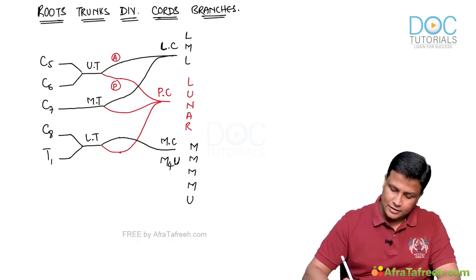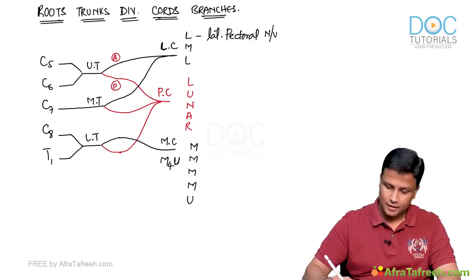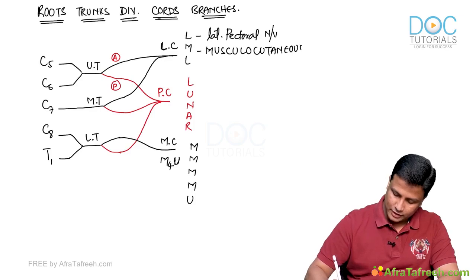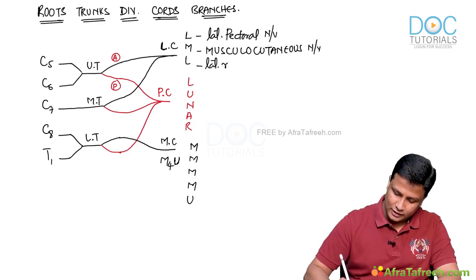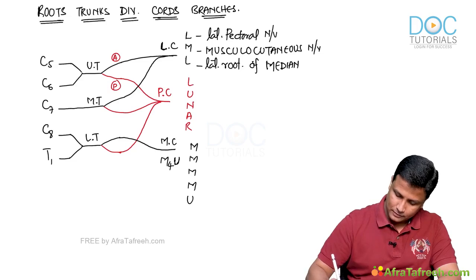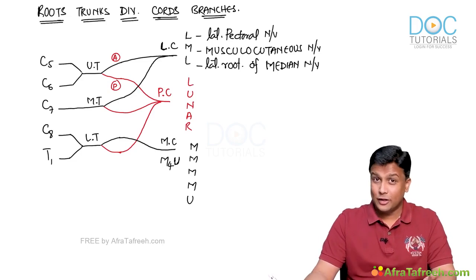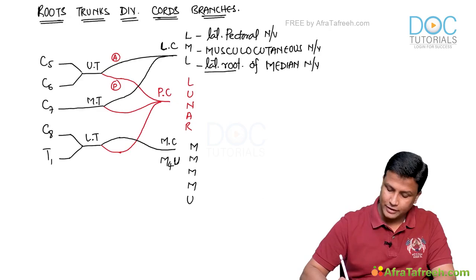So in this LML, L stands for lateral pectoral nerve. L for lateral pectoral nerve, guys. And then M stands for musculocutaneous nerve. And then one more L here stands for lateral root of median nerve. So LML: L stands for lateral pectoral nerve, M for musculocutaneous nerve, and one more L stands for the lateral root of the median nerve, guys.